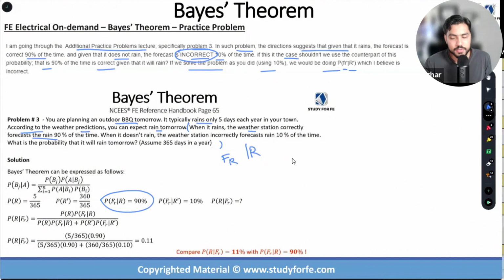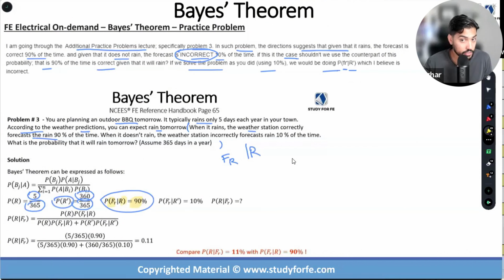So one of the key steps in Bayes theorem is to come up with the correct variables, translate them into the given absolute probabilities and conditional probabilities. So absolute probability of rain is 5 days out of 365 days in a year. Absolute probability of not raining is 360 days out of 365 days, correct? Are you guys fine with this conditional probability that when it rains, the forecast is correct 90% of the time? So F subscript R is the forecast that it is going to rain.